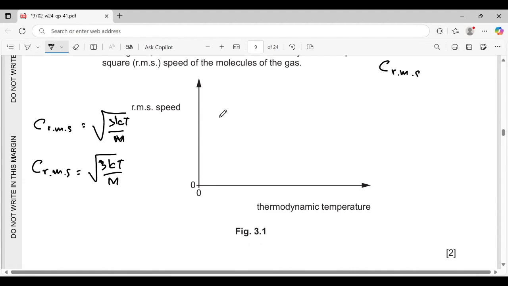And to sketch this, we are going to start from the origin. If you find the coordinate points between the thermodynamic temperature and RMS speed, you can draw a line. Connecting all the coordinate points, we have the line like this.